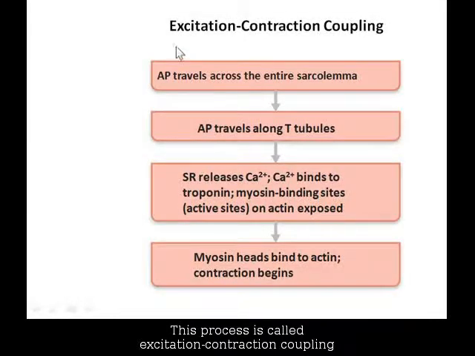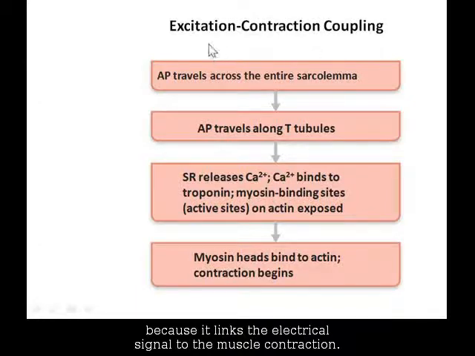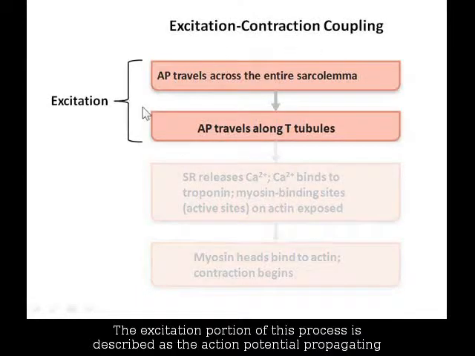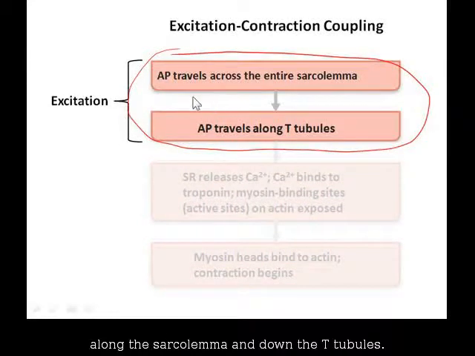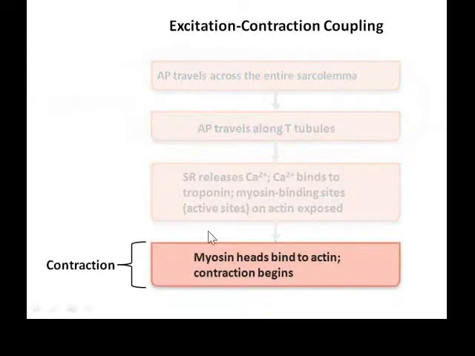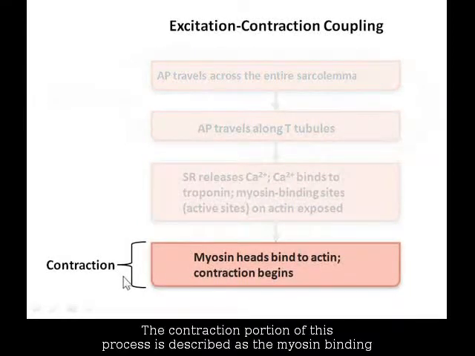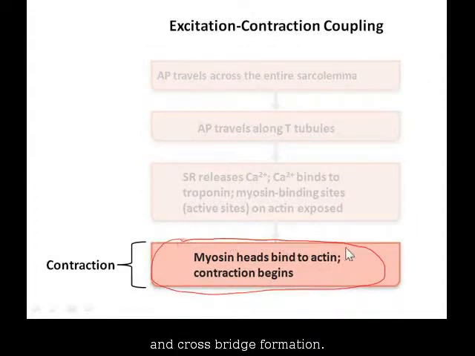This process is called excitation-contraction coupling because it links the electrical signal to the muscle contraction. The excitation portion of this process is described as the action potential propagating along the sarcolemma and down the T-tubules. The contraction portion of this process is described as the myosin binding and cross-bridge formation.